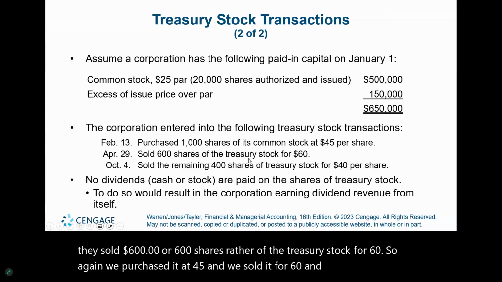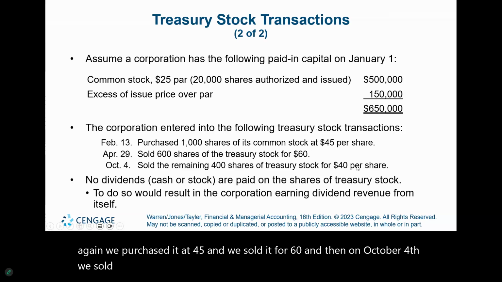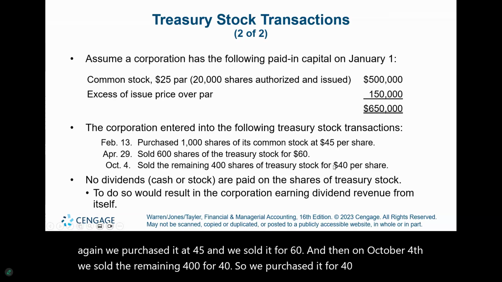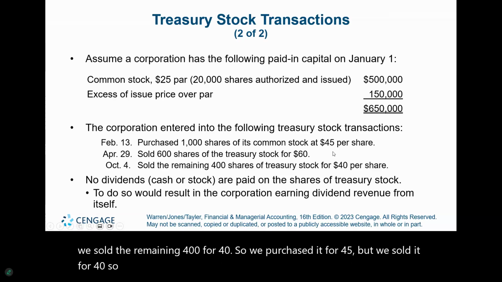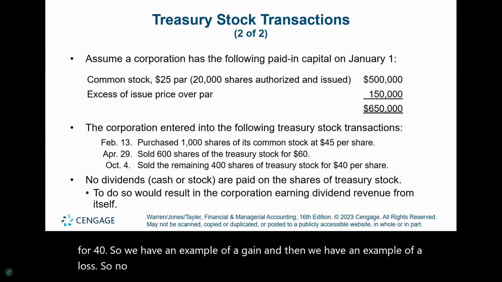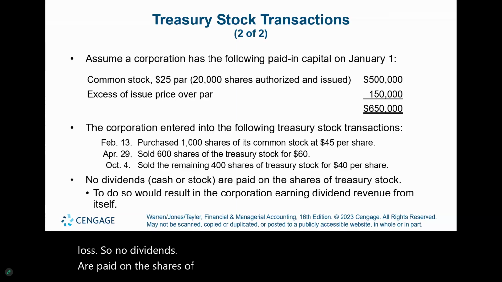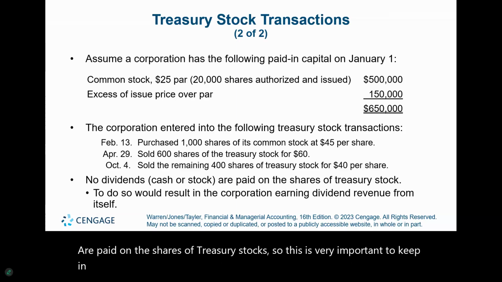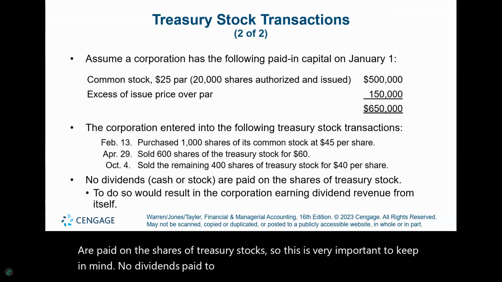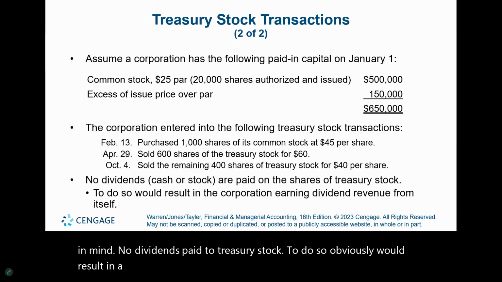And then on October 4th, we sold the remaining 400 for 40. So we purchased it for 45, but we sold it for 40. So we have an example of a gain, and then we have an example of a loss. So no dividends, cash or stock, are paid on the shares of treasury stock. So this is very important to keep in mind. No dividends paid to treasury stock. To do so obviously would result in the corporation earning dividend revenue from itself. So treasury stock, there's no dividends.